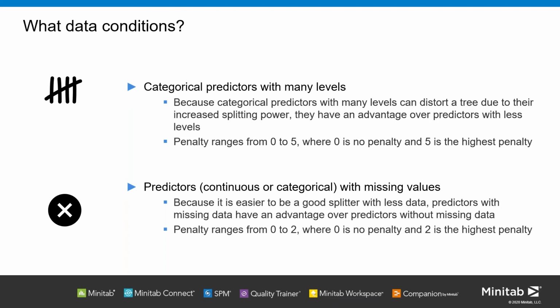Now the penalty for this data condition ranges from 0 to 2, where 0 is no penalty and 2 is the highest possible penalty. And I do want to point out here that these data conditions are related only to the predictors or inputs and not the type of response or outcome that we want to predict. So we can have either of these scenarios with classification or regression trees, and therefore we can set these penalties for both types of models within Minitab.